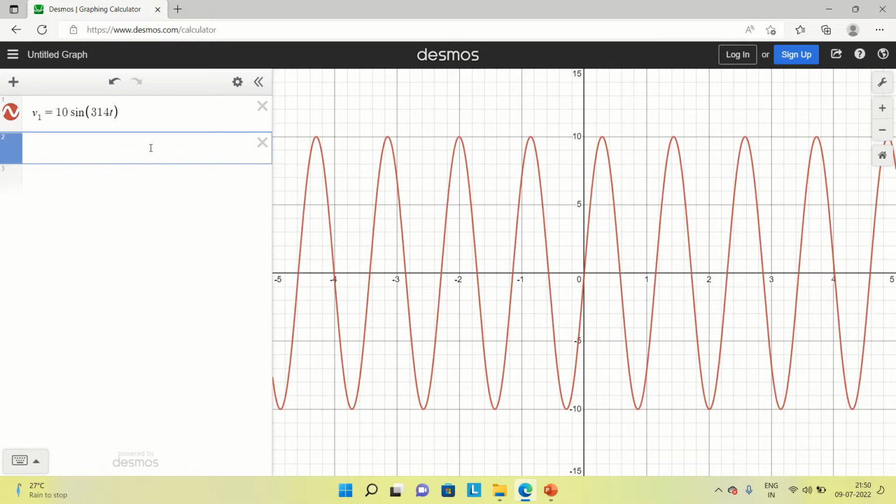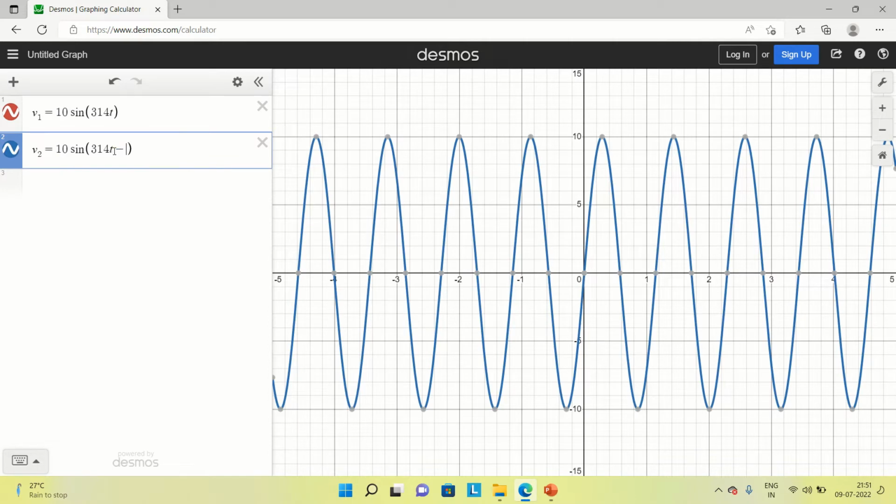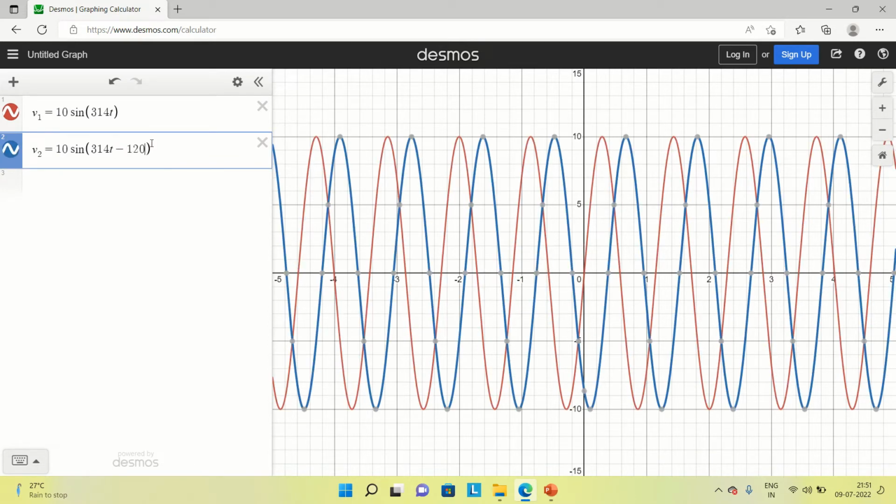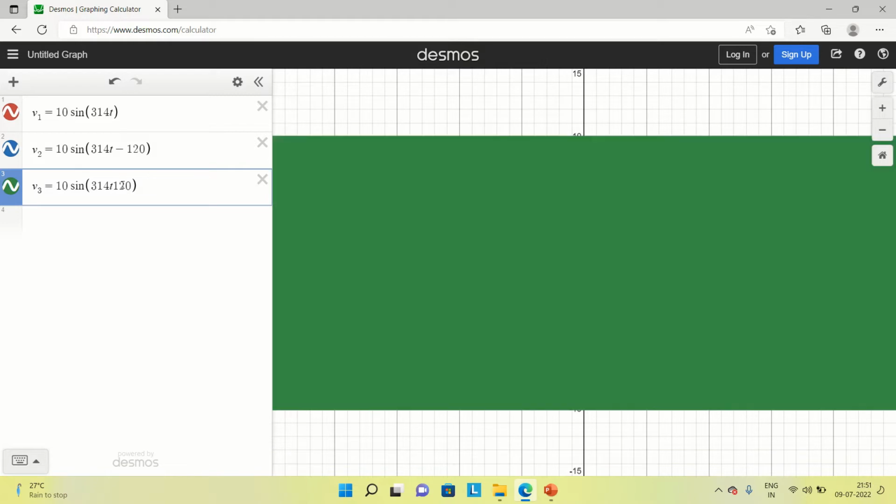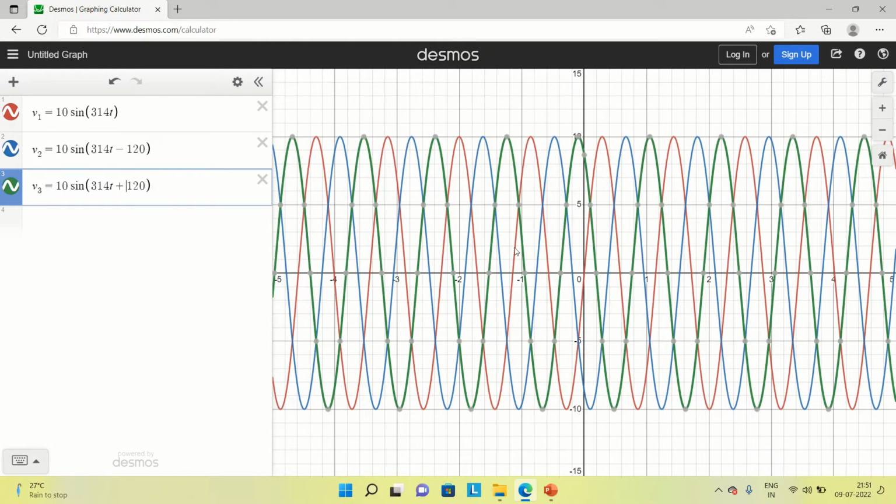Suppose I want to generate three phase waveform here. So I'm going for the second phase, copy pasting this, with minus 120 degree. Then similarly I can go for a third waveform, V3 with plus 120 degree. So have a look at this. Three different waveforms have been generated representing three phase systems.